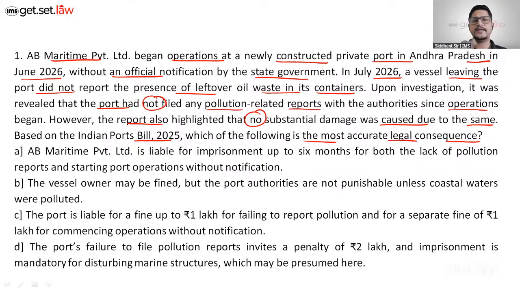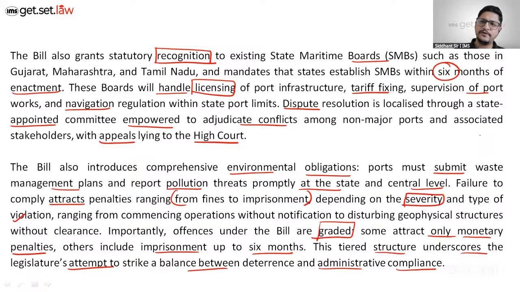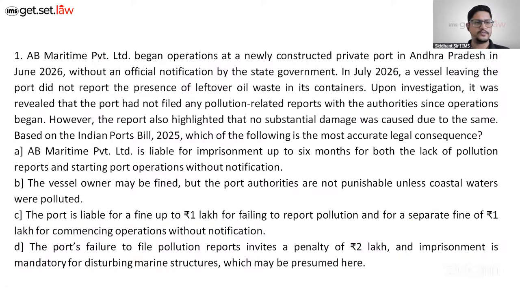So now there is some negligence on their end. They did not follow the rules, which means there will definitely be some penalties. But it will range from fine to imprisonment. Let's understand what it could be.